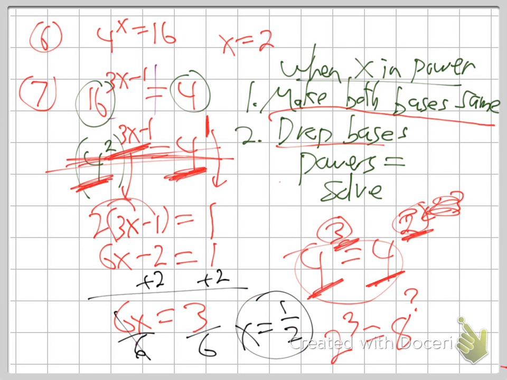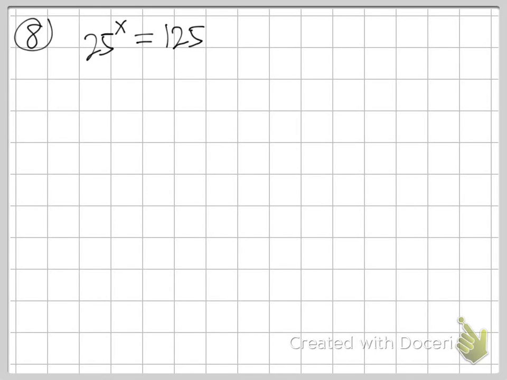All right, so do you see the game plan? This is what you want to be clear on. Try that one. So you see how x is in the power? That's how you're going to recognize these on the test in a week. When x is in the power, you right away say, oh, what do I got to do? I got to make the bases the same. Now, those are big numbers.